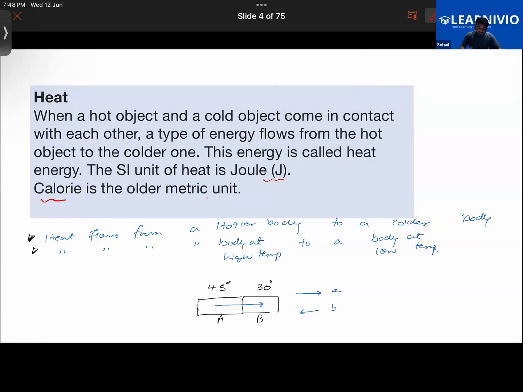So do tell me, body A is losing some heat and body B is gaining some heat. Let's say that after 2 minutes, body A will become 35 and body B will become 40. So body A is losing heat as its temperature decreases, and body B is gaining heat as its temperature increases. Is it clear?